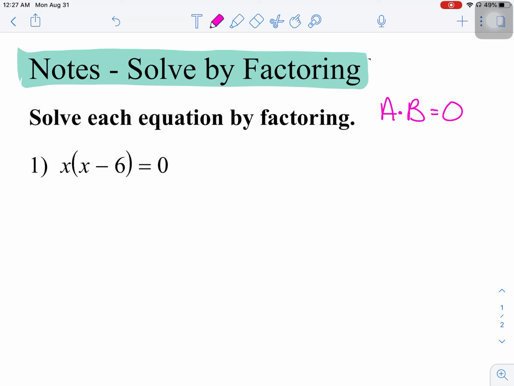then either A is equal to 0 or B is equal to 0 or both of them are equal to 0. Okay, that's the only way that you can multiply to get 0. So this term has to be 0, this term has to be 0, or both of them could be 0 at the same time. So that's the idea that we're going to work with.